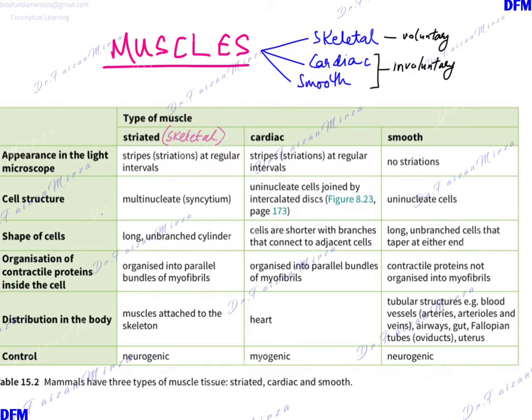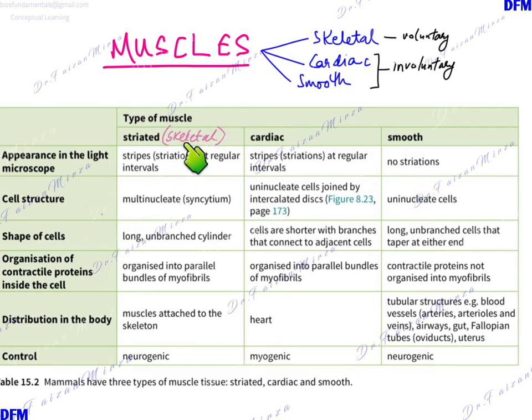When we see the details of these three muscles under a light microscope, another thing here is that the skeletal muscles can also be called striated muscles. Striated means stripes. When you view them under the light microscope, the stripes are very well visible for the skeletal muscles at regular intervals. The stripes are again visible at regular intervals for the cardiac muscles, but for smooth muscles there are no stripes or no striations.